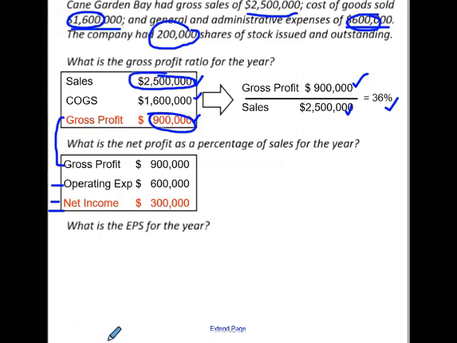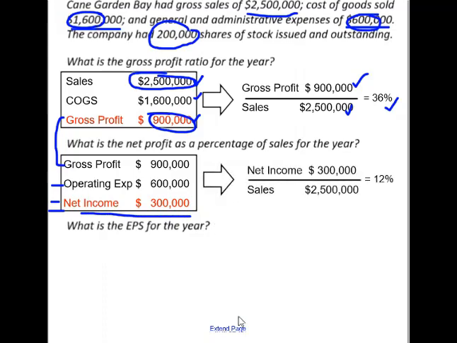So now I want to calculate my net profit, in effect my net income, as a percentage of sales. I can do that simply by taking my net income of $300,000 and dividing it by my sales of $2,500,000, and my net profit as a percentage of sales comes up to 12%. Okay, the next item then is what is the earnings per share for the year?